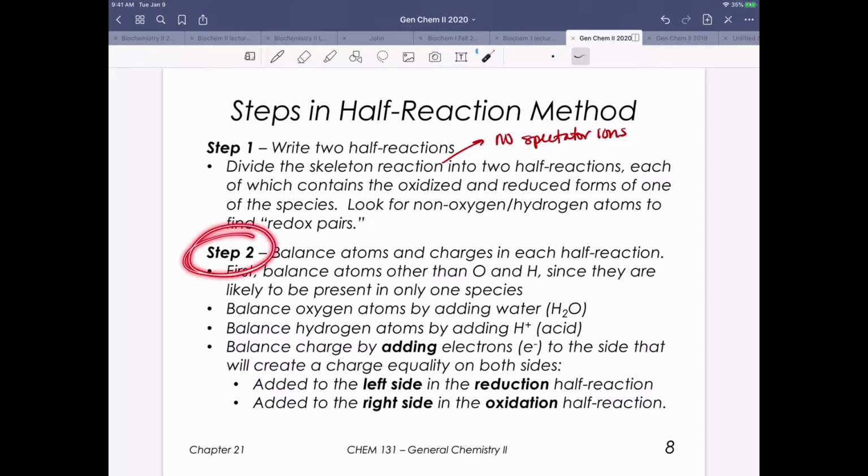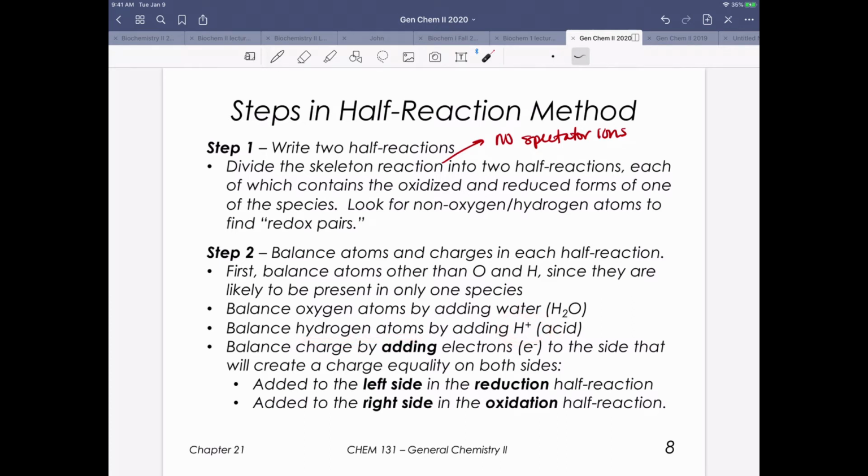This is probably the most involved step, and it involves balancing both atoms and charges of the half reaction. So a few steps we need to think about here, so I'm going to highlight them here, and then we'll see it put into practice. The first thing you want to do is balance any non-oxygen and hydrogen atoms, since they're likely to be present only in one species, and as we're going to see in the next steps here, we actually use water and H+ to balance the oxygen and hydrogen atoms. So once you've balanced the non-oxygen and hydrogen atoms, then you balance the oxygen atoms by adding water, and you balance the hydrogen atoms by adding protons.